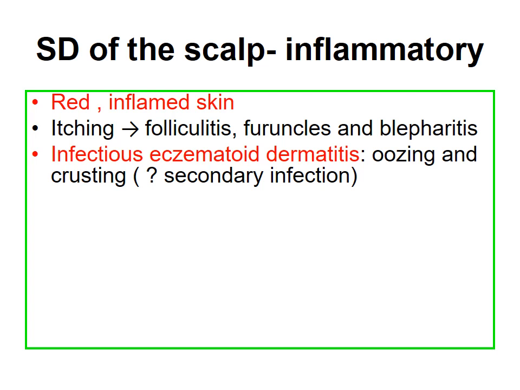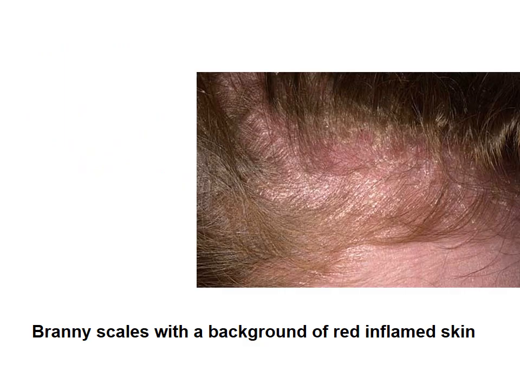Seborrheic dermatitis of the scalp, inflammatory type, on the other hand, shows red inflamed skin associated with itching, which predisposes to folliculitis, furuncles, and blepharitis. Infectious eczematoid dermatitis due to secondary infection gives the picture of oozing and crustation. This is the branny scales with a background of red inflamed skin. Eczematous type of seborrheic dermatitis of the scalp.